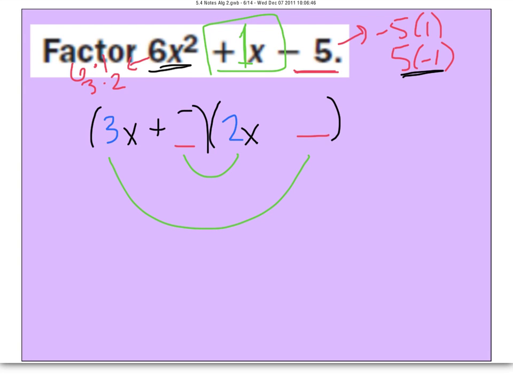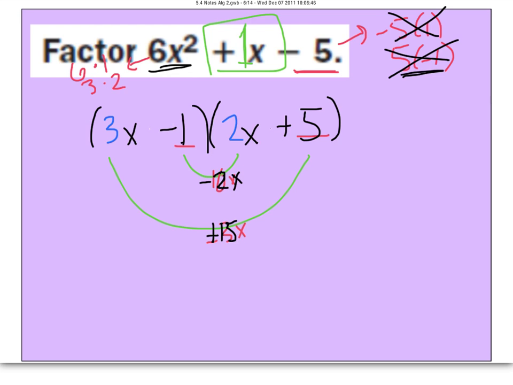Let's try +5 minus 1. That'll give me a 10x and a -3x. That's 7x. That's not going to work. Maybe I should switch the order. Maybe it's -1 and +5. Let's just try that. That would get me a -2x and a positive 15x, which would add to 13x, and that's too big. So I know it's not that combination.